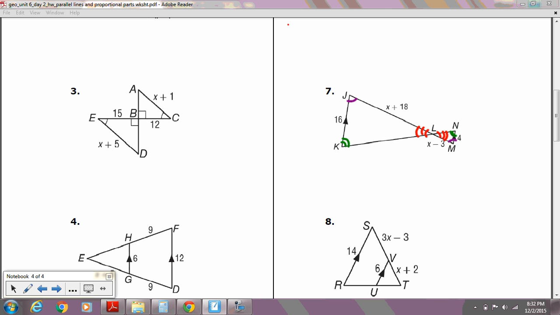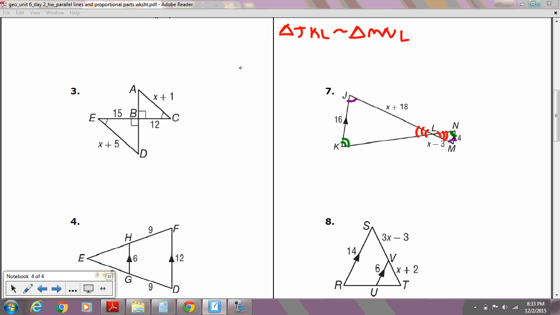With that being said, triangle, I'll start with the big one. JKL is similar to triangle MNL. Or you could say JLK, MLN, just as long as the correct letters are in their respective places. There's several ways to name a triangle. Okay.